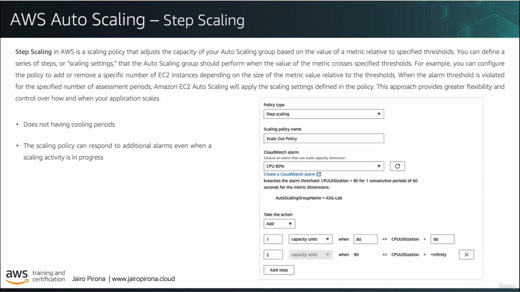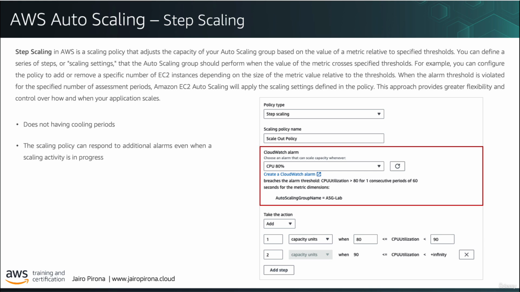Here's a clearer example. This scaling policy uses a CloudWatch alarm and sets a threshold for the metric, in this case, 80%. Then, when CPU utilization is between 80% and 90%, the policy will add one EC2 instance. If the CPU utilization exceeds 90%, 2 additional EC2 instances will be added. In this way, the number of instances that are added depends on how much the set threshold metric is exceeded. This process is known as alarm breaches. Similar actions can be configured for scale-in activities.